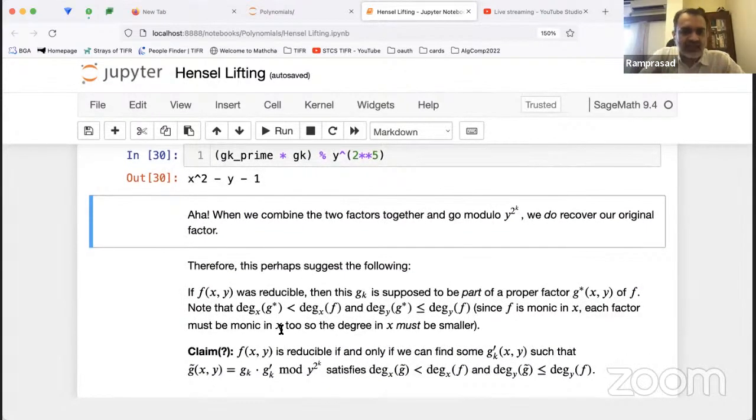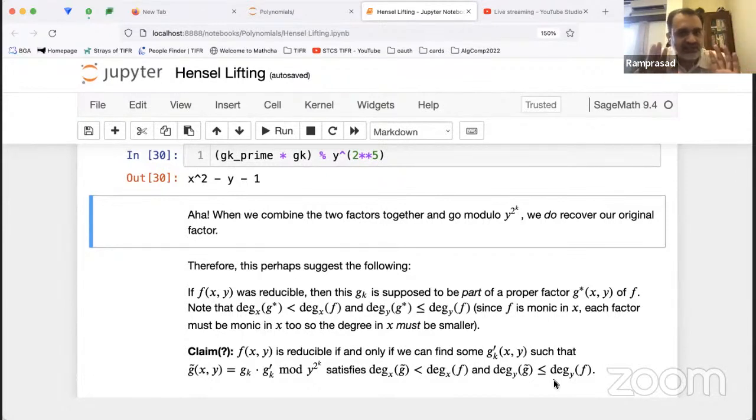Okay, which is, I want to say f is irreducible if and only if we can find some other gk prime, which is like the sibling of the gk that you obtained right now, such that gk times gk prime happens to have the right degree. That is, it looks like a factor of f. That is, its degree in x is strictly smaller than the degree of f, and the degree in y is at most the degree of f. That is, it looks like a proper factor.